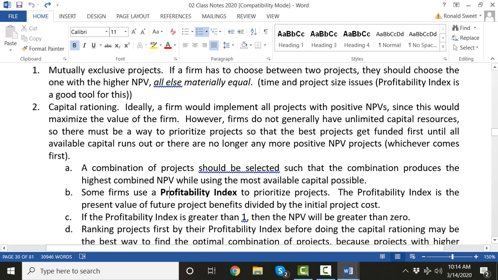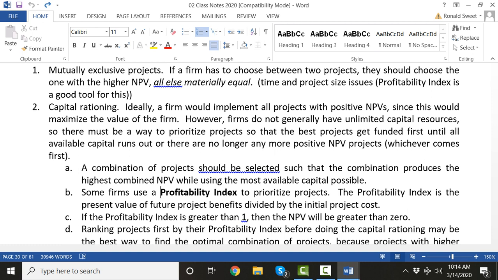The profitability index is one way you can try to rank projects, and what it does is it takes the present value of those benefits and divides it by the initial cost. And if the net present value is greater than 0, that ratio will be greater than 1 because your present value benefits is greater than the cost. So the profitability index is a simple way of saying just rank projects based on their profitability index.